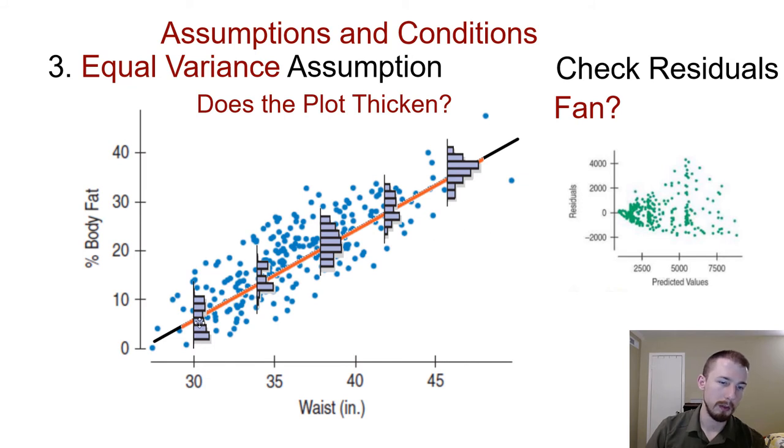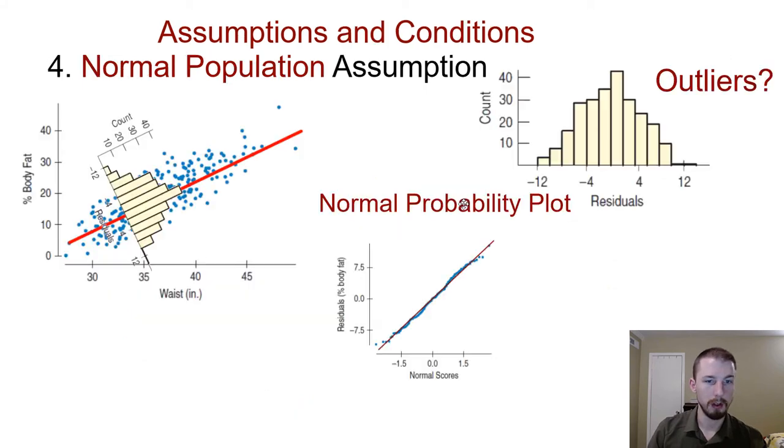So we need to assume that the variation is even all the way across the line, that they're all even. That way we have the same predictive strength at the end of the model as we do at the beginning, or even towards the middle of the model.